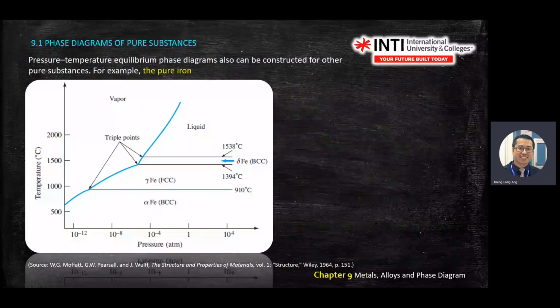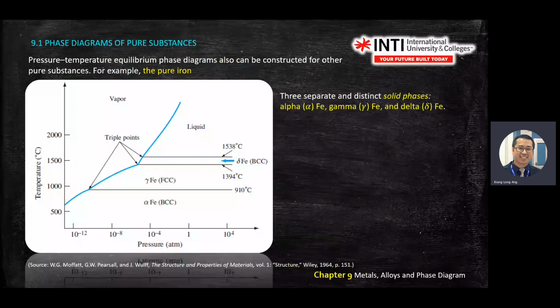Above 1538, you get liquid. You get liquid iron, liquid Fe. If you want to change the phase, you drop the temperature.